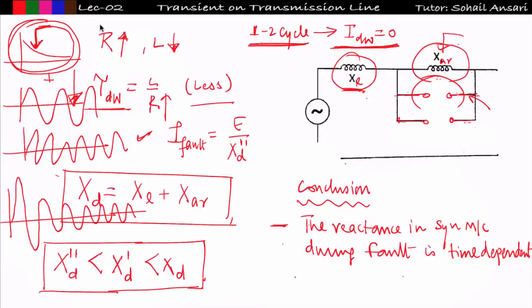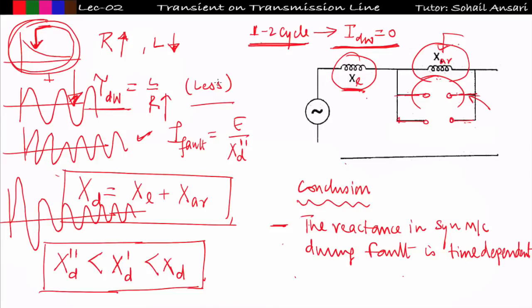Got it? So because of this effect, initially during the sub-transient period I will get three reactances in parallel: the reactance produced by the field flux, the reactance produced by the damper winding, and the reactance produced by the armature winding. Okay, and there will be leakage flux. During the transient period, the damper winding reactance will die out.